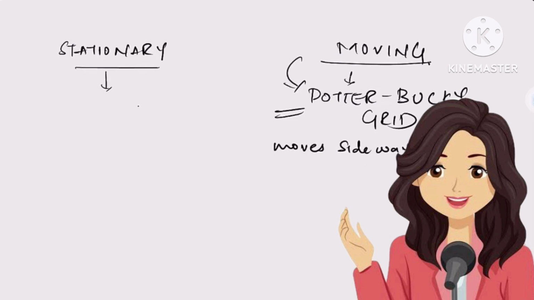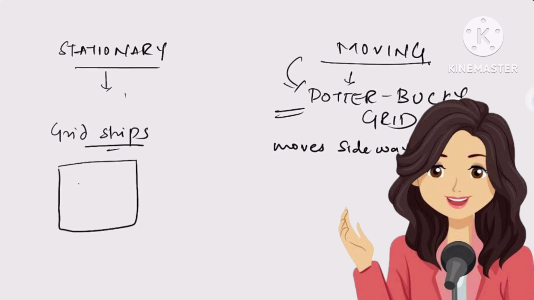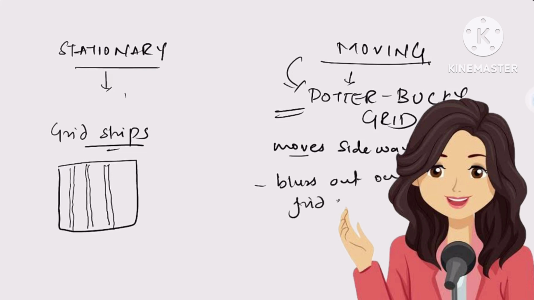Okay, and what is the disadvantage in the stationary grid? You will see the grid strips on the X-ray film. If this is X-ray film, you will see these light strips. Okay, very light grid strips on the film. But when you use a moving grid, it blurs out the grid strips. Okay, mostly we use it with the extraoral radiographs. It prevents scattered radiation from reaching the film.